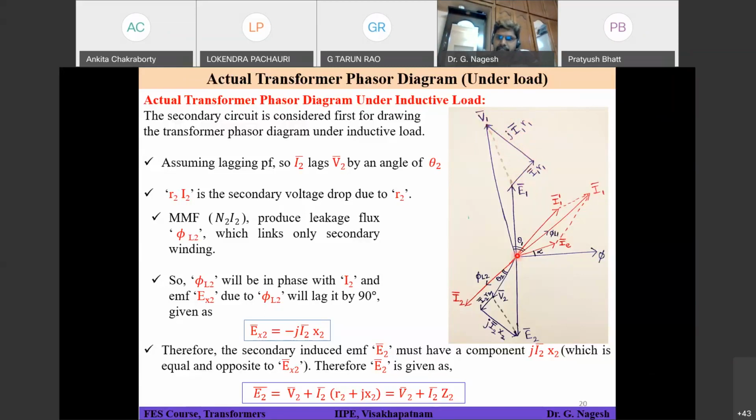Clear. But in the present scenario, phi L2 is here, and I know the induced EMF because of phi L2 will be 90 degrees lagging, because by the same principle, just as phi has created E2 here, similarly this flux will also create some voltage in this direction. How can I represent that voltage, whatever it may be, some value x, in terms of I2? I have to multiply with minus J. If I multiply with plus J, it will be here. If I multiply with minus J, it will be here. Got it?